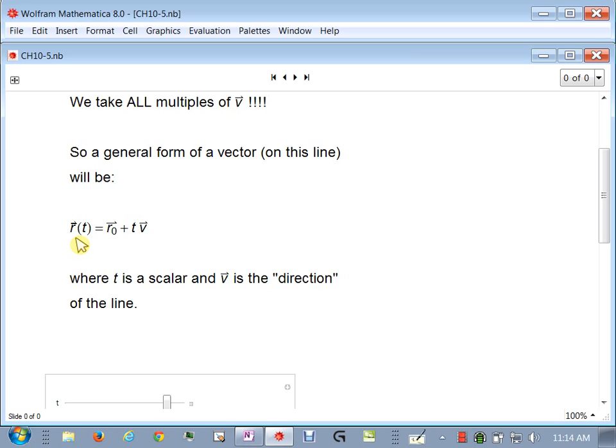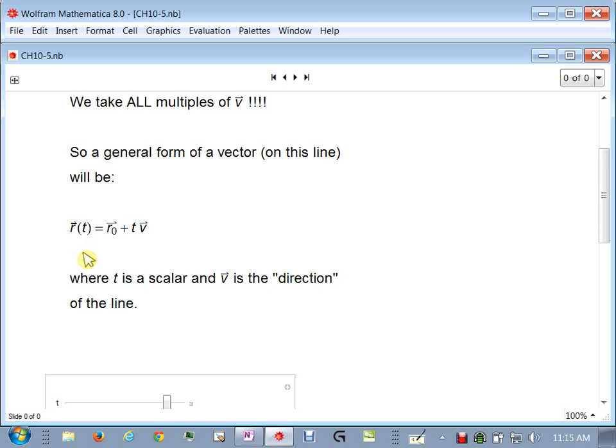So t is the what? The scalar that we're going to multiply v by, right? We change t, we change where we are on that line. We change the vector. But all of them require that we start by adding r naught first, right? Go to r naught, that takes you to that first point on that line, and then from there, it's just all the different scalar multiples of v. All right? That's our general vector equation of a line.